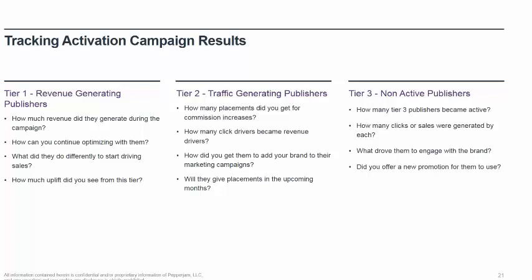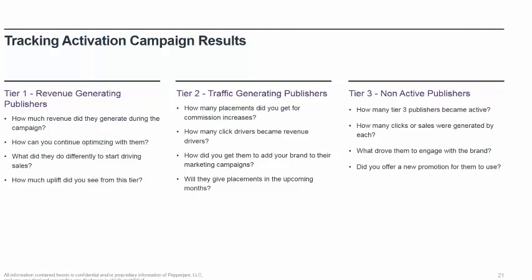So for your Tier 1 revenue generating publishers, how much revenue did they generate during the campaign? And how can you continue to optimize with them? Did you start to open up a line of communication with them as you started working with them for the campaign as well? And did they do anything differently to start driving these sales? Maybe they weren't previously promoting the program as much, or maybe they used a new creative. Things like that are always great to take note of. And how much uplift did you see from this tier?